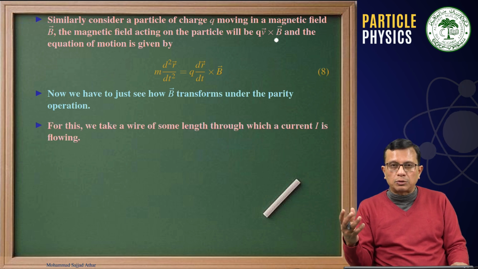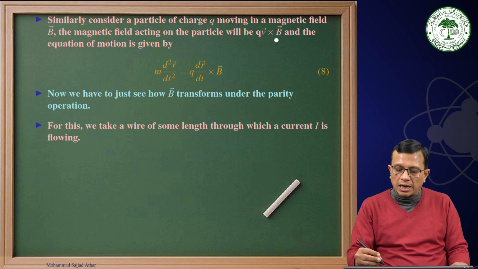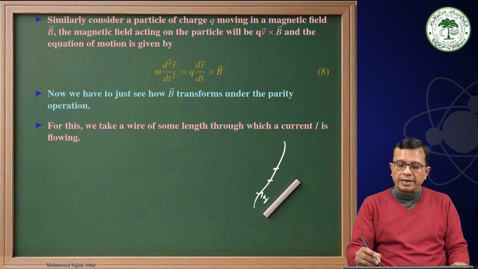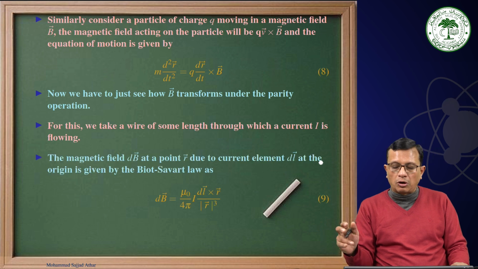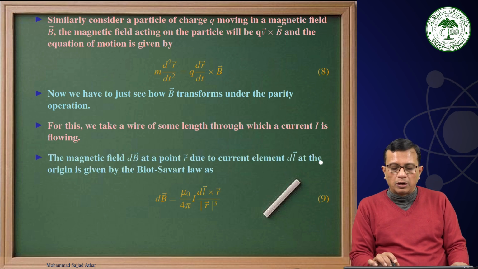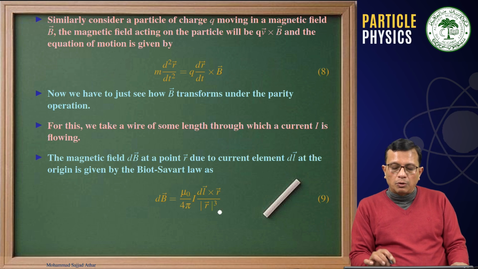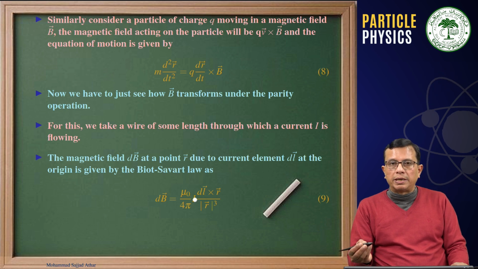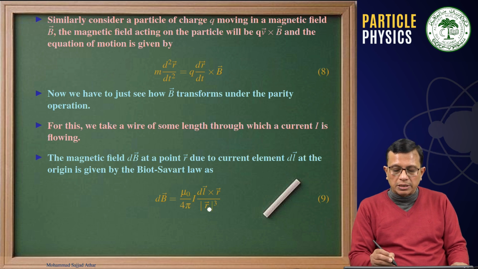And for this, we have to go back to class 12th and recall the Biot-Savart law, where we consider that there is a wire through which a current I is flowing, and we are taking a small element dl and want to calculate the magnetic field at a point P. Then if you recall the Biot-Savart law, this is mu naught by 4 pi, I dl cross r by r cube. Now, when we operate parity operation, then I is dq by dt, nothing is going to happen there. The denominator is not going to change, mu naught is a constant.